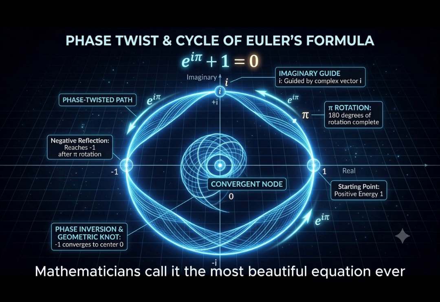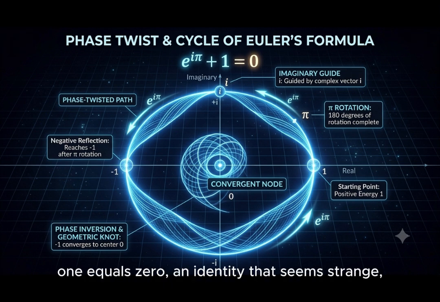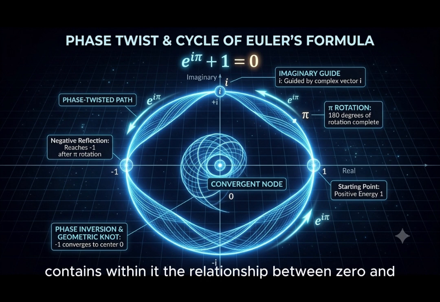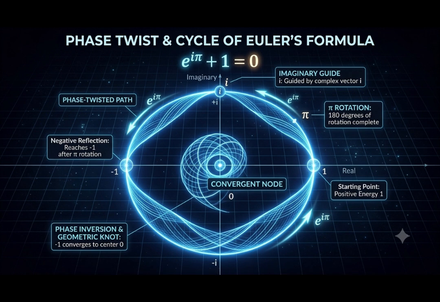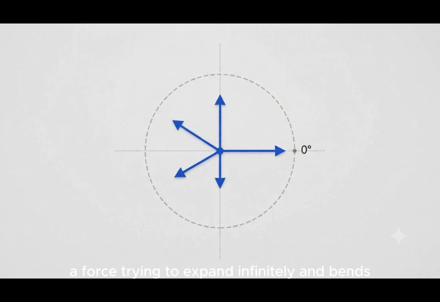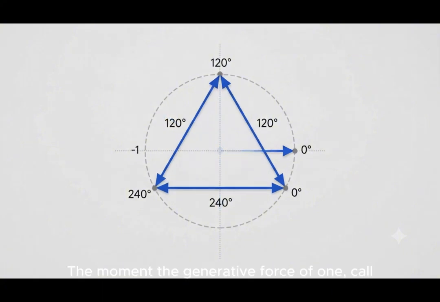Mathematicians call it the most beautiful equation ever written, Euler's Formula. e to the power of i pi plus 1 equals 0, an identity that seems strange, and perhaps meaningless at first glance, yet it contains within it the relationship between 0 and 1. The imaginary unit is a device that seizes a force trying to expand infinitely and bends it, 90 degrees at a time, into rotation. The moment the generative force of 1, call it taiji, the primal motion, rides this rotation exactly half a turn, it produces, entirely on its own, its perfect opposite, -1.